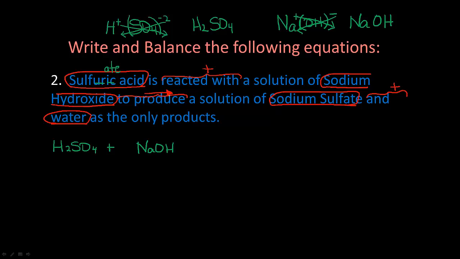So I'm right here. Now it says to produce, so I'm going to draw my yields arrow. A solution of sodium sulfate. We already know that sodium looks like Na, and sulfate, we already know, is SO4 with a -2 charge. This 2 goes down by the sodium. This 1 goes down by the sulfate, and since it's 1, we don't need to put parentheses. So the formula for sodium sulfate is Na2SO4.